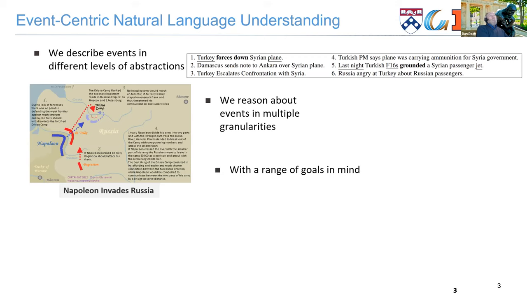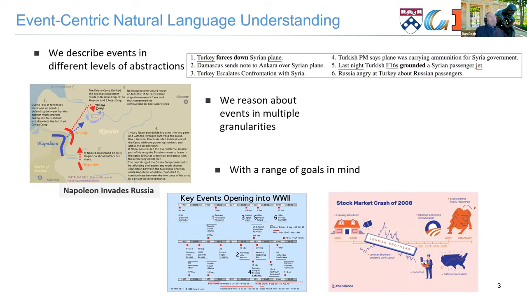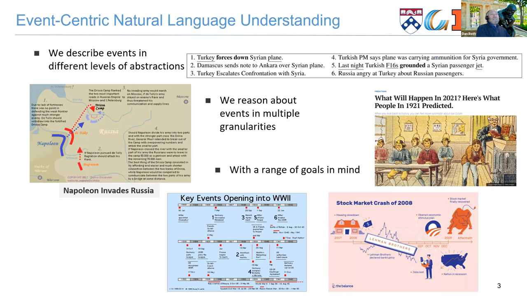And when we think about events, we also think about them with multiple goals in mind. You can think about just analysis. We want to understand the history. We want to perhaps synthesize some information from multiple sources. And perhaps we want to understand events because we want to understand what will happen, or at least hypothesize what could happen in the future.